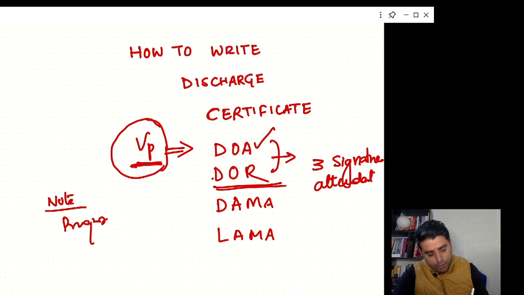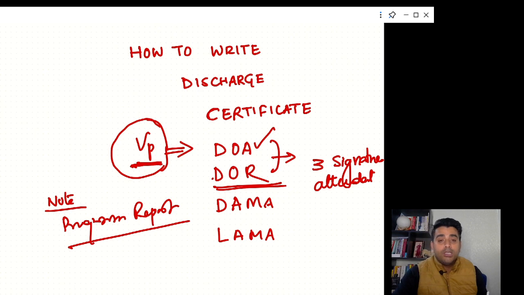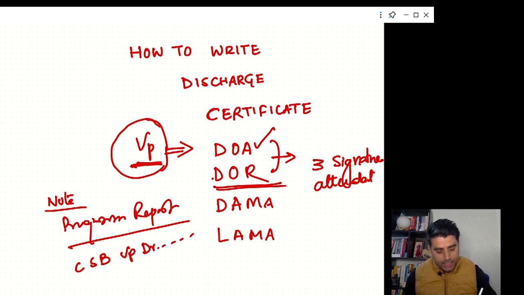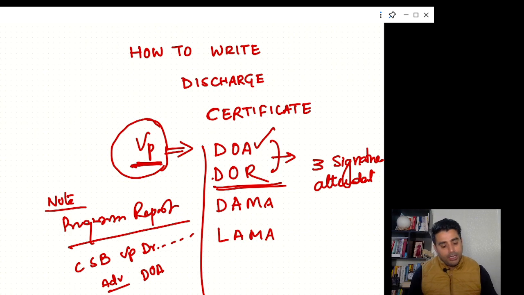Consultant will advise, you need to note it in the progress report. In the progress report of the patient, whenever you see in the round, you will write that case seen by BP doctor, whoever it is, and advice is discharge on advice. Now discharge can be of this type: discharge on advice, discharge on request, LAMA, that is leave against medical advice.